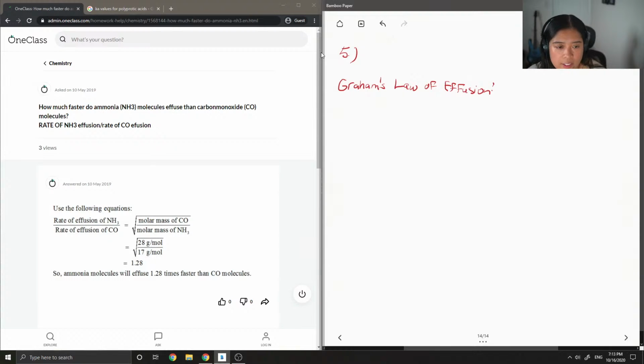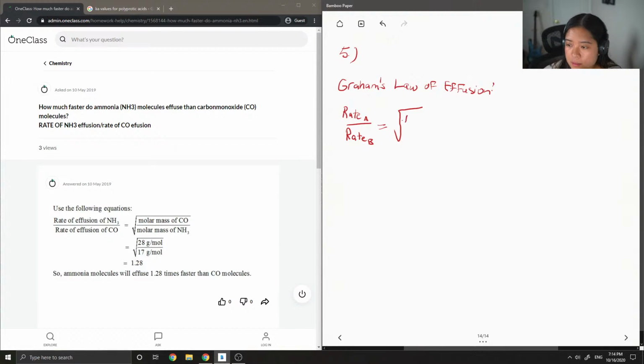So basically it relates the ratio of the effusion rates of any two gases A or B through the following equation. So you can have the rate of gas A over the rate of gas B, and that is equal to the square root of the molecular weight of B over the molecular weight of A.